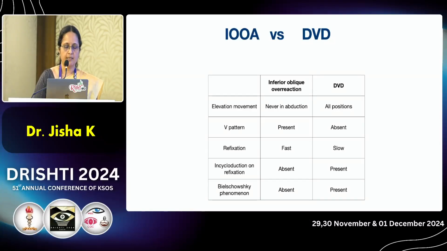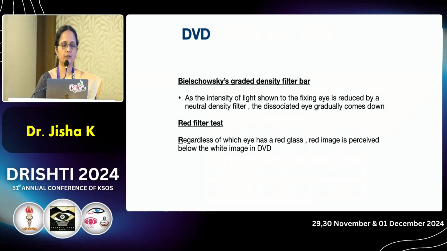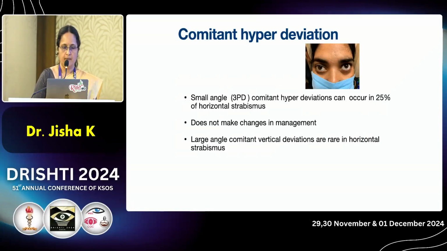And another interesting feature that you have to look for is the Bielschowsky's graded density filter bar test. This test can be done when you are in doubt. That means you have to keep a neutral density bar of increasing density in front of the fixing eye. And when the light intensity of the fixing eye has been brought down to a particular level, you can see that the dissociated eye gradually comes down.